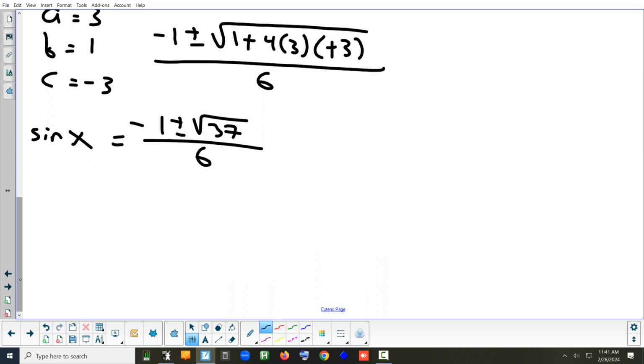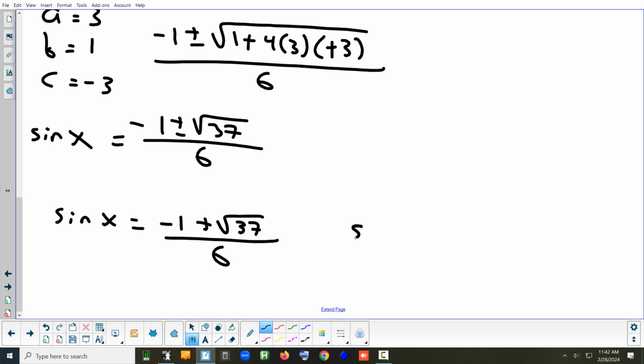Okay. So what I would do now, just to make it visually easier, I would separate it into two problems. One with a plus, one with a minus. So sine x equals -1 plus root 37 over 6. And sine x equals -1 minus root 37 over 6.